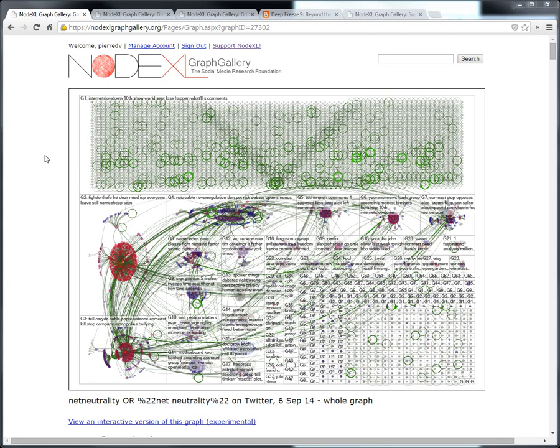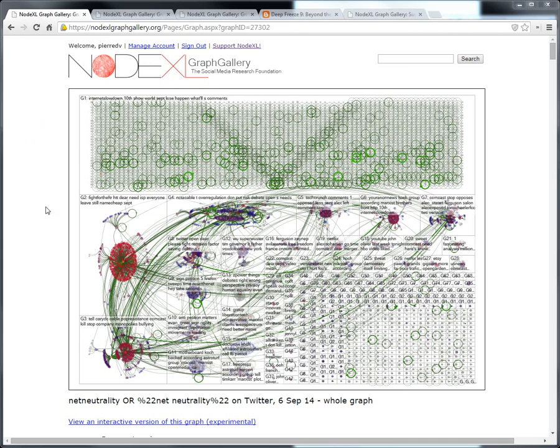Here we're looking at the last 3 weeks of tweets that mention the term net neutrality, and you can see it's a typical community cluster structure: a group of users who essentially use the term but are not mentioning any other users, and then a loosely connected set of hub and spoke graphs.